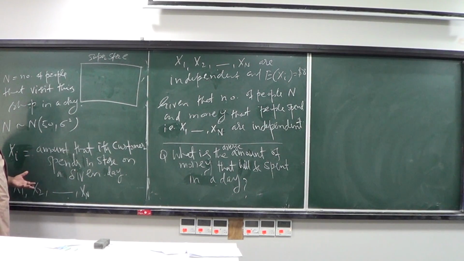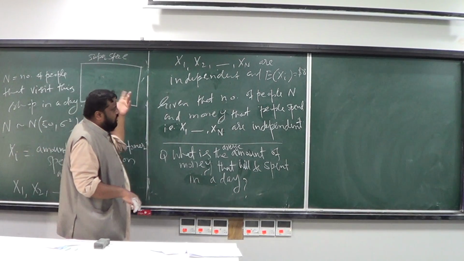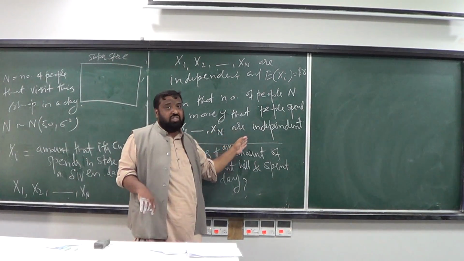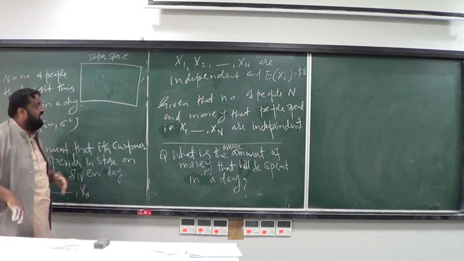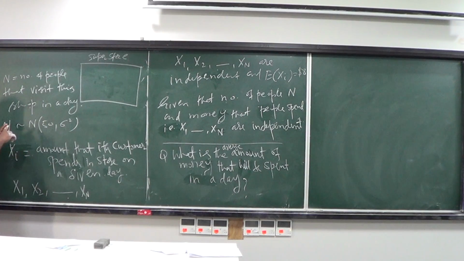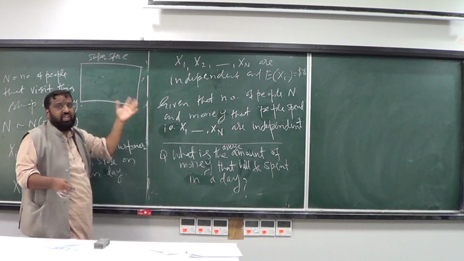Now it is also known that the number of people that visit the superstore on a given day, and the money that they spend in the store on that given day, are independent of each other. So these random variables are independent of each other. The question is, what is the net amount of spending in the store on a given day?